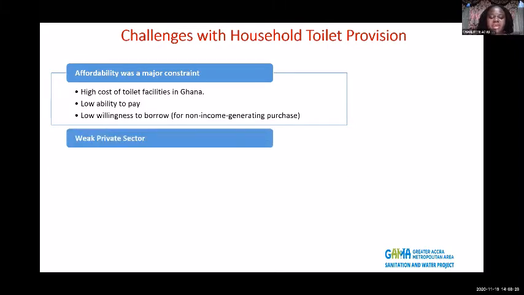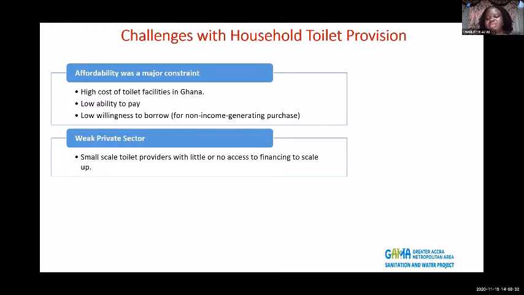And then the weak private sector. It was difficult to get small-scale toilet SMEs who can access funds from banks or even communities to provide this facility. So we needed to build the private sector capacity to be able to deliver to the communities.